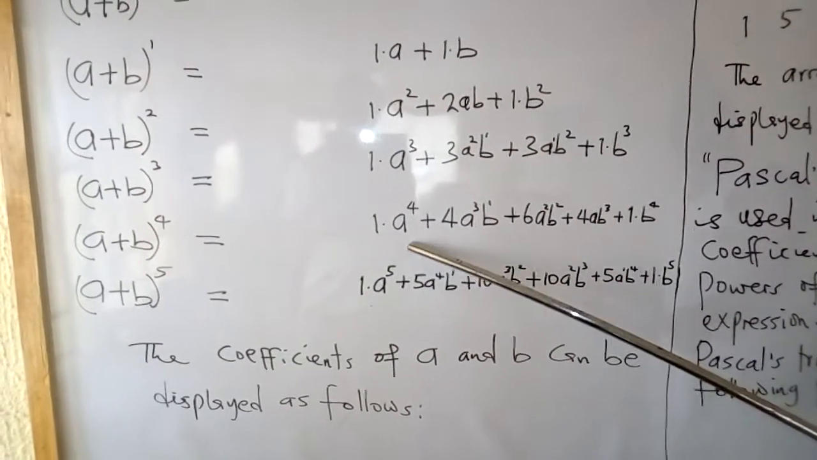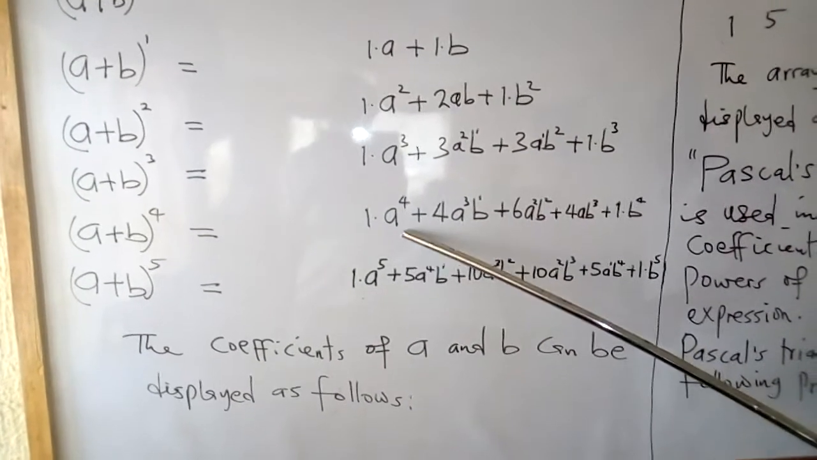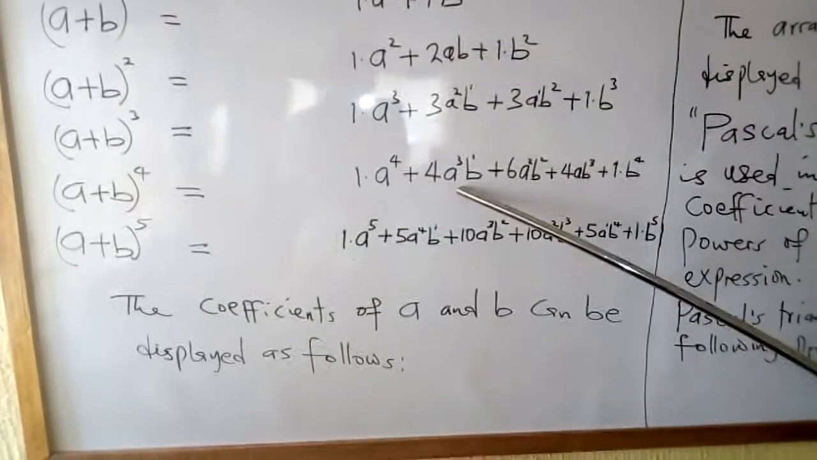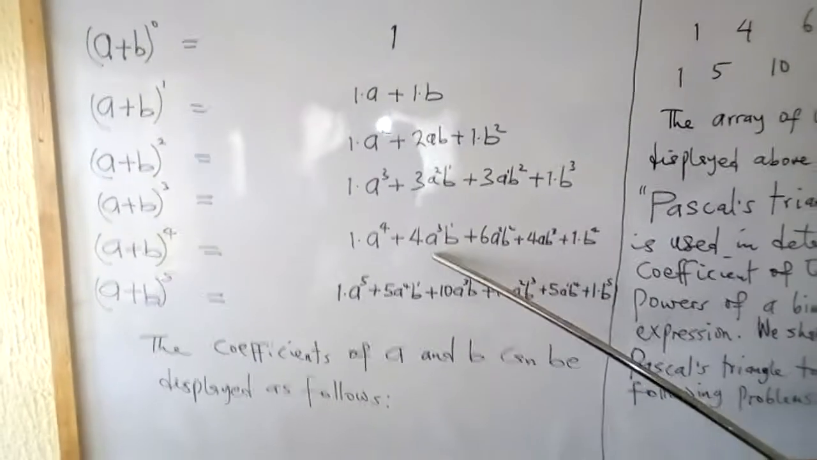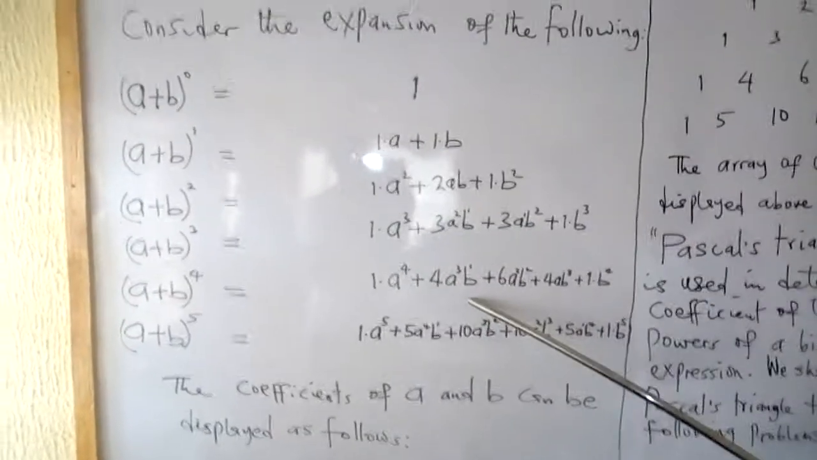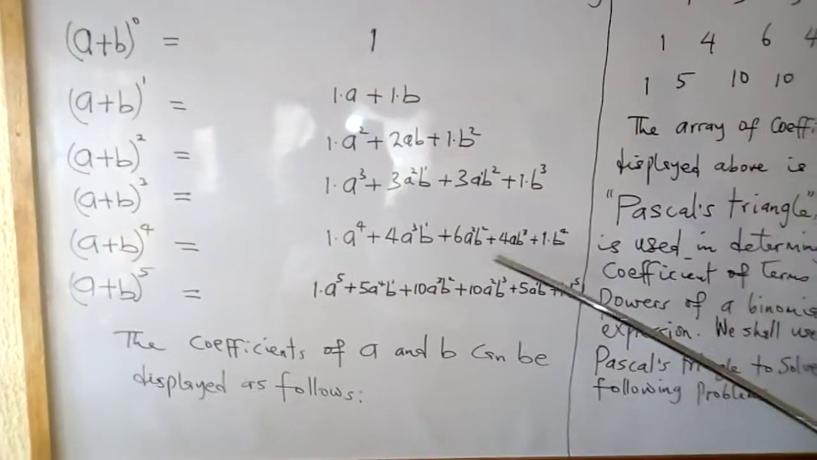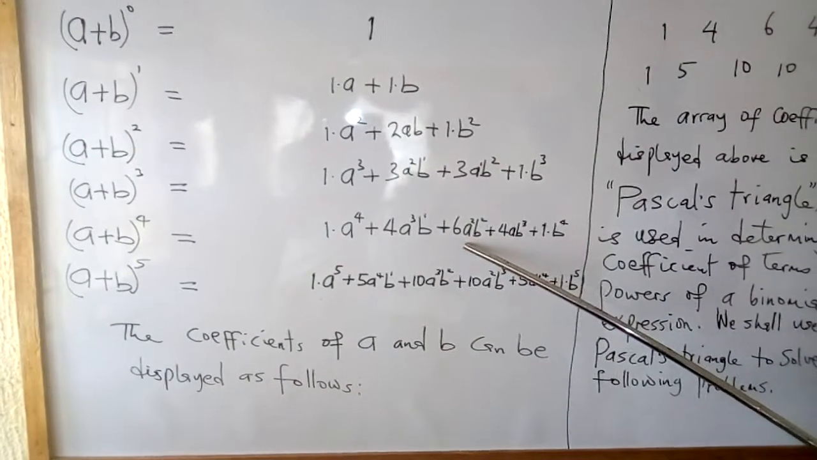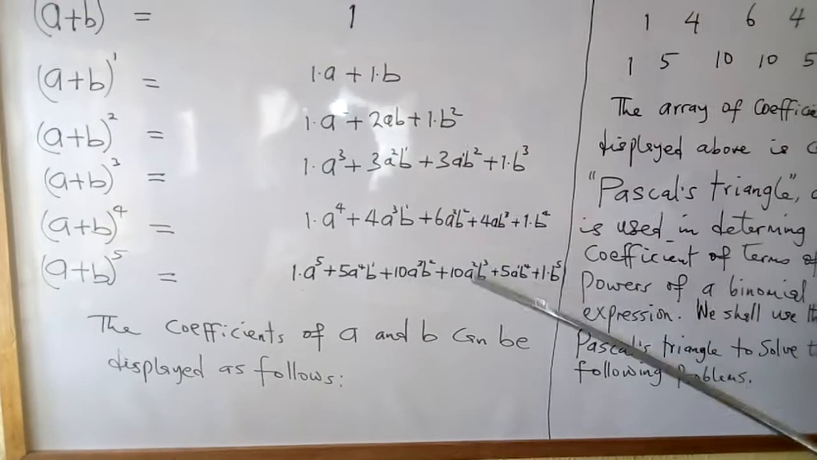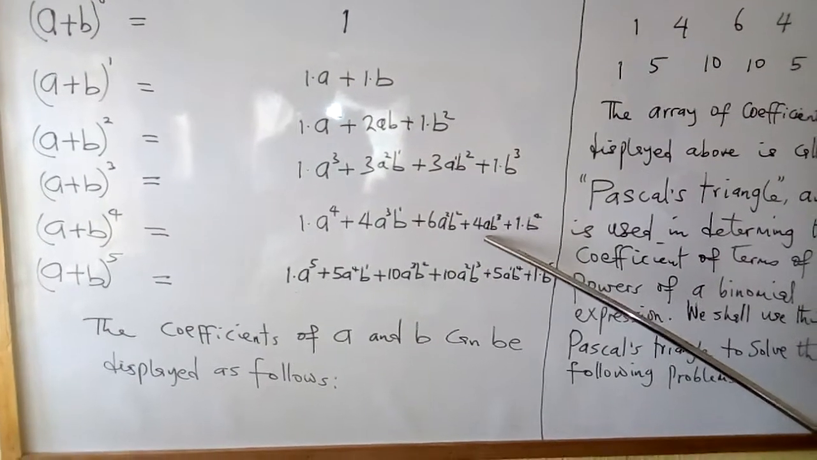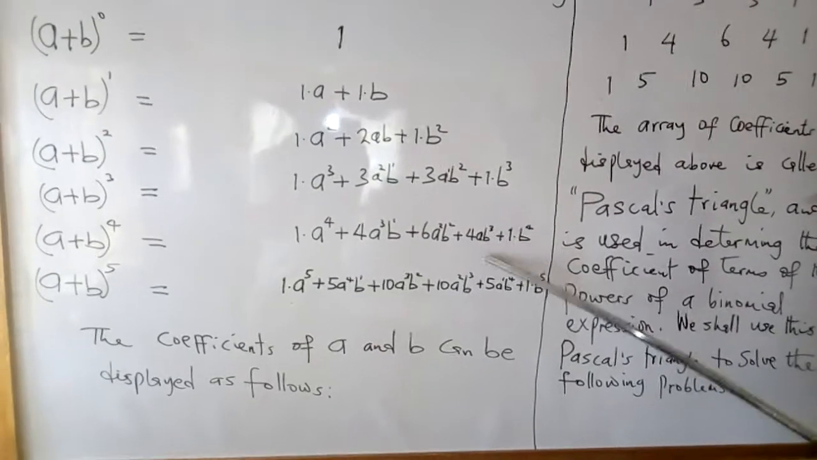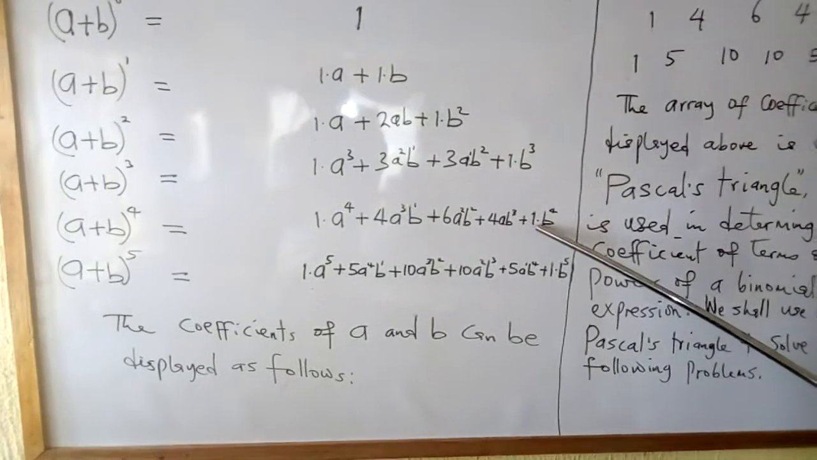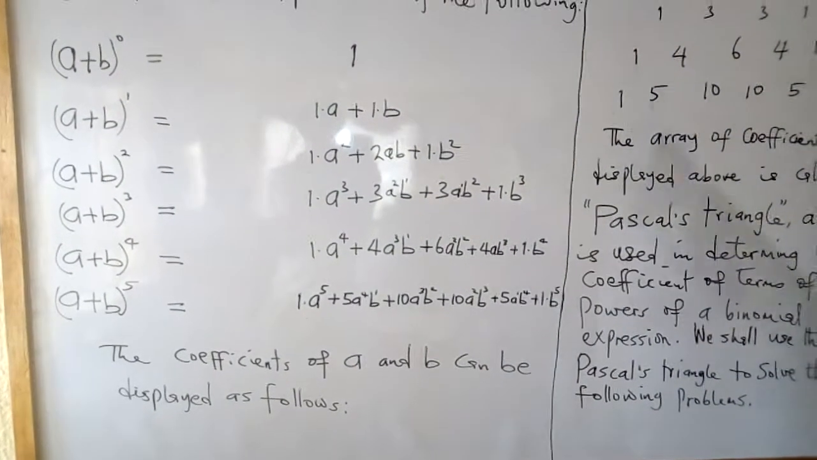Here a is now raised to power 4. b is now increasing from 0. So here is 1. That's why you cannot see b. Here, a has decreased from 4 to 3. You now have a raised to power 3. b has increased from 0 to 1. Here, a has decreased from 3 to 2. b is now increasing from 1 to 2. And then here, a has decreased from 2 to 1. b is now increasing from 2 to 3. And here, a has decreased from 1 to 0. b has increased to 4.